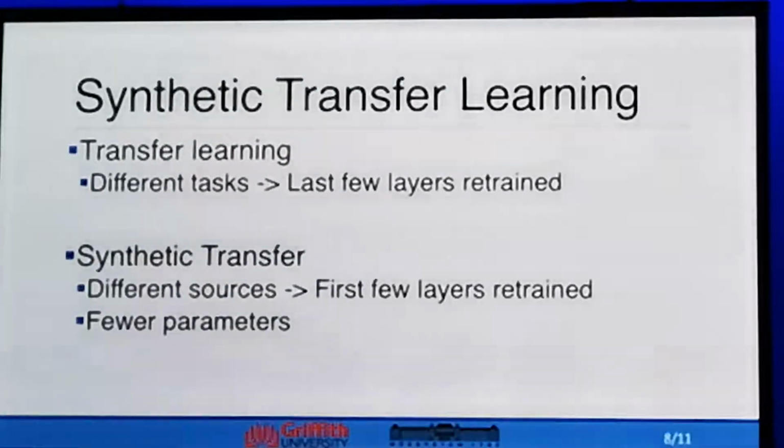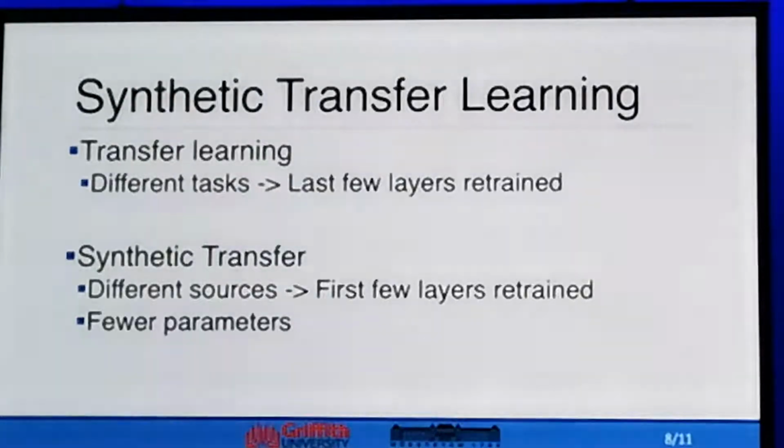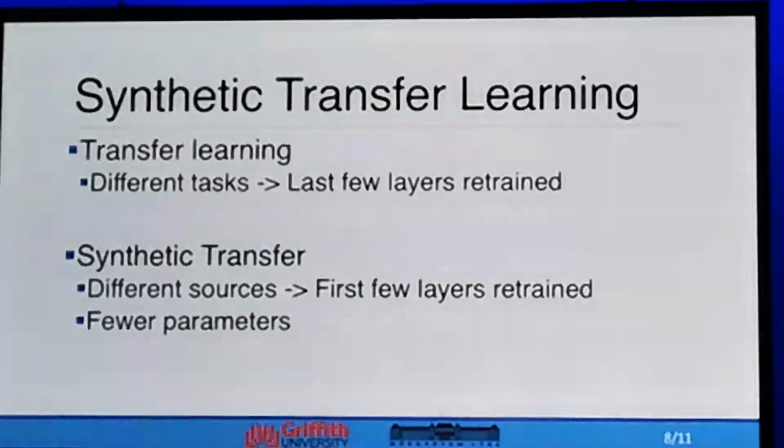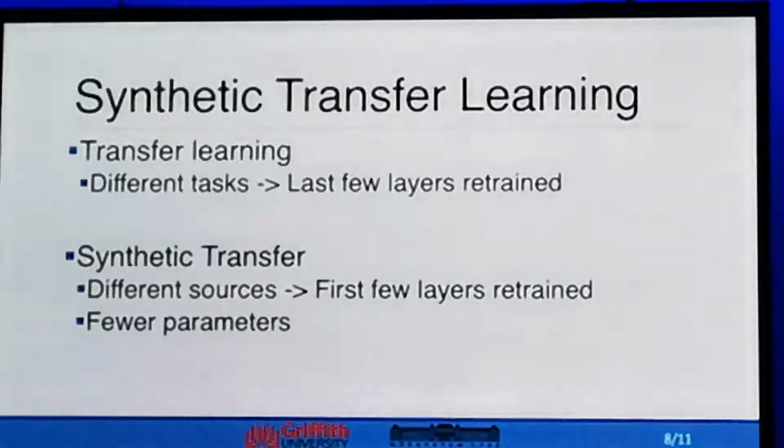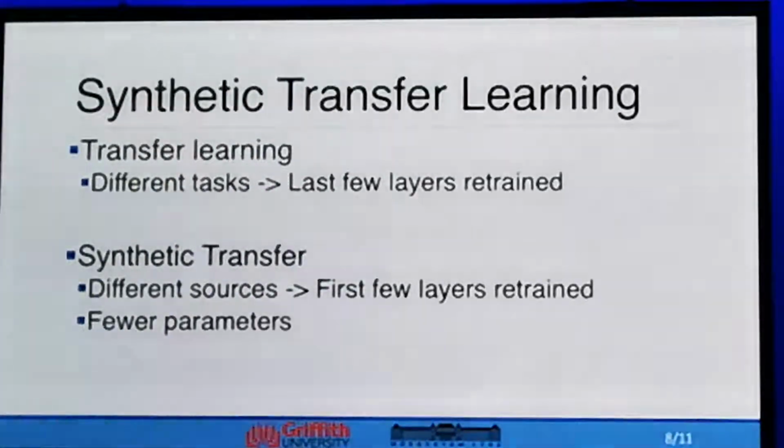If you're familiar with transfer learning, it's the idea that you pre-train the neural network on task A that has a large data set, and then you use the features learned to fine-tune it to a different task, and you only need to retrain the last couple of layers because they're the task-specific ones. So when you're switching from task A to task B, only the last few layers have to be retrained, the rest can be fine-tuned or just left as is.